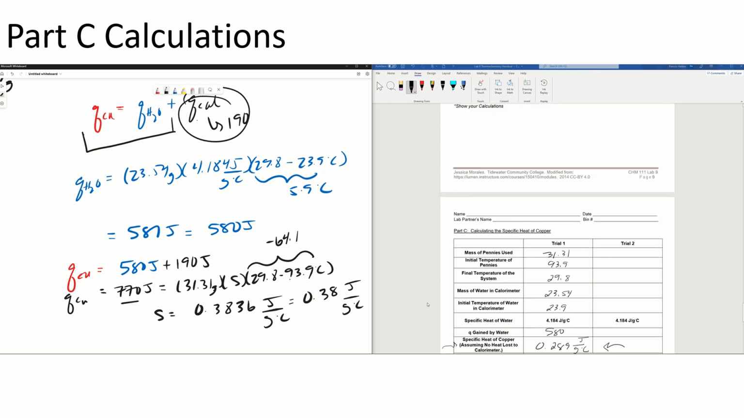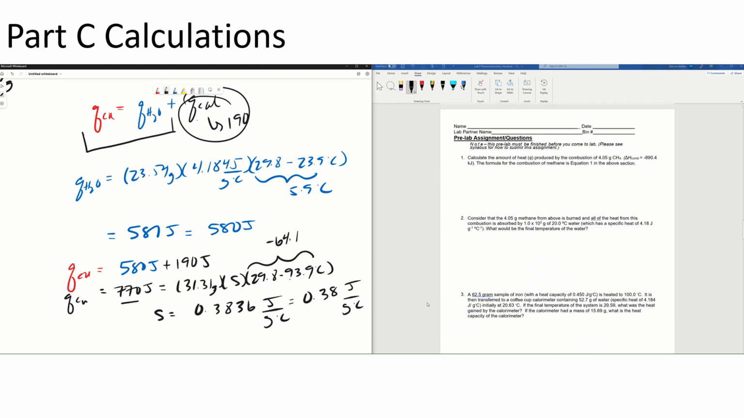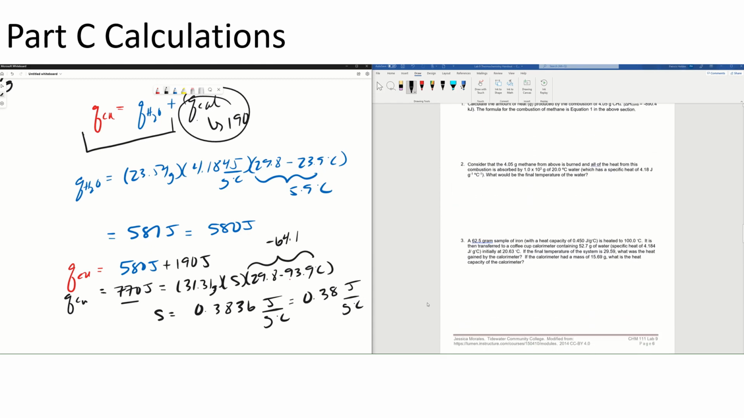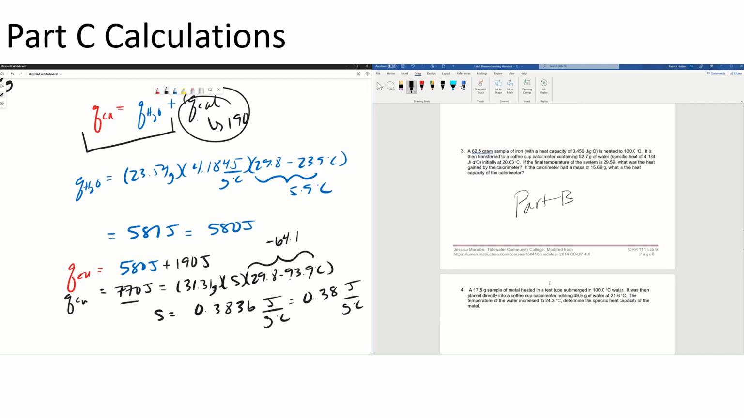When you're looking at the pre-lab, let's scroll up to the pre-lab questions. Really quickly, let's talk about number 3. Here it tells you the mass of the calorimeter and asks for the heat capacity of the calorimeter. So this is actually part B, just like the part B calculations. Number 4 is like part C, because here it tells us all this information. It wants the specific heat capacity of the metal.